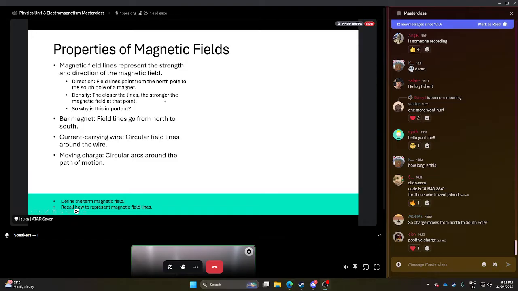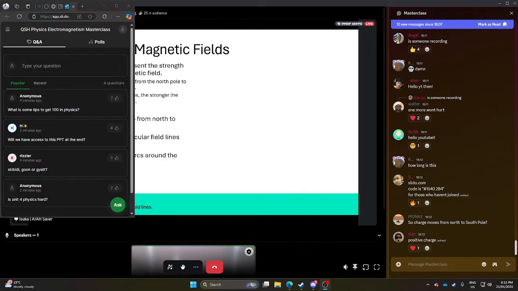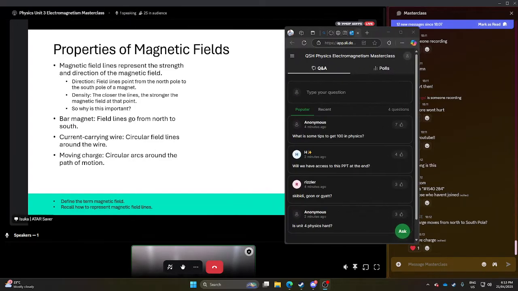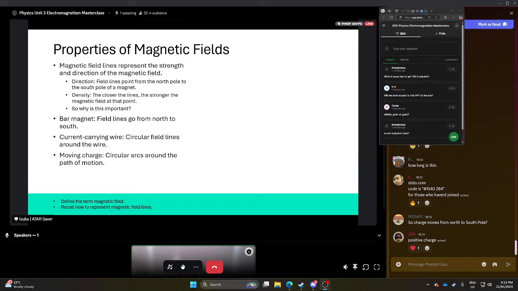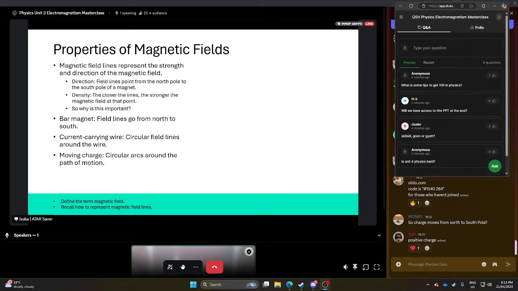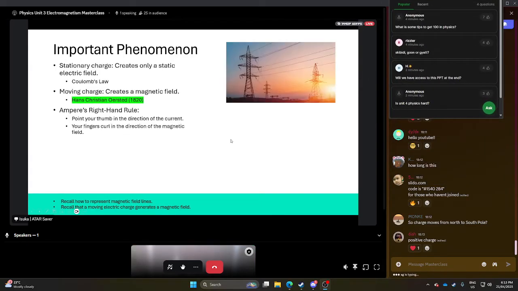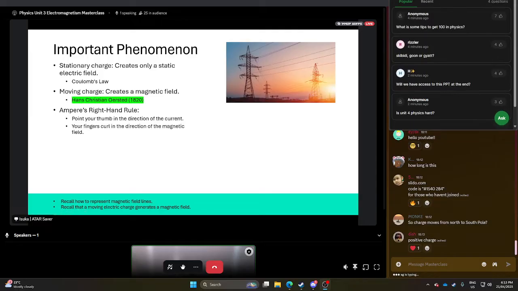All right, cool. As we mentioned a lot of times, bar magnets, any magnet really, goes from north to south. Now, current carrying wire. This is a very important thing. When you have an electric charge, I think I might just talk about this in the next one. Okay, yeah, this is the phenomenon that's very, very important.